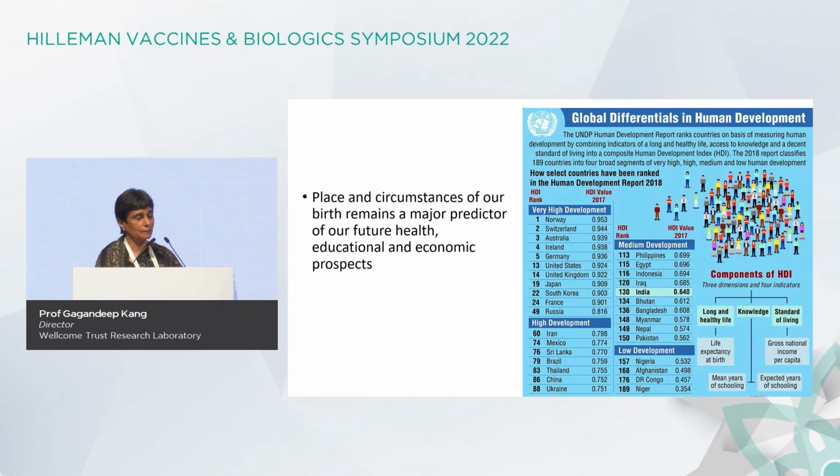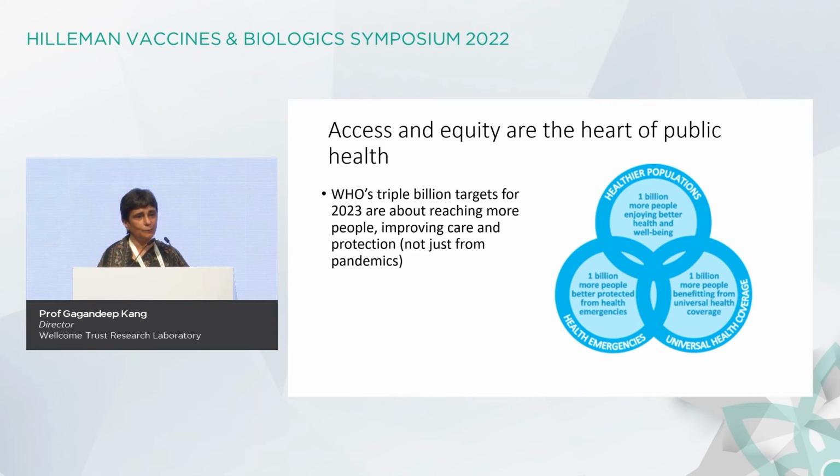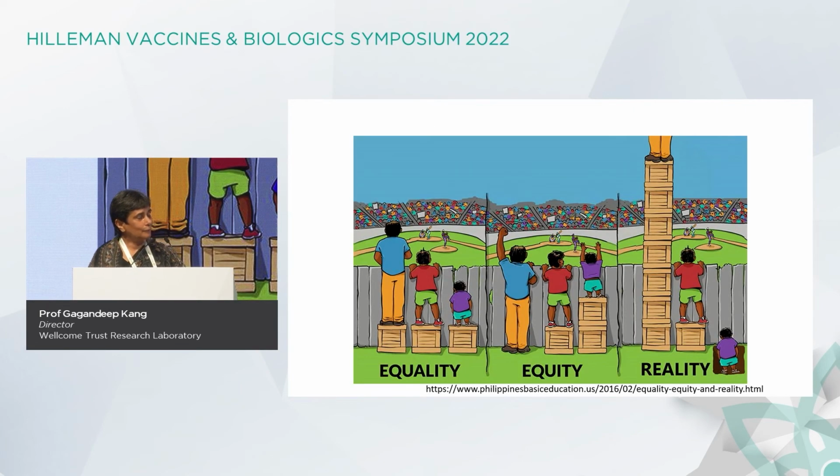So if we need to change things for people around the world, we are going to need to focus on this. The WHO established the triple billion targets, which ensure that access and equity are at the heart of public health. And the idea was to improve care and protection, and not just from pandemics, but it is something that includes what we are talking about today, which is really what are our approaches to protecting people through prevention of disease. The reality is something that everybody knows. We live in a very, very disadvantaged world, and what we have to be moving towards is equity, and equity requires different levels of support for populations that are differently positioned at this time.